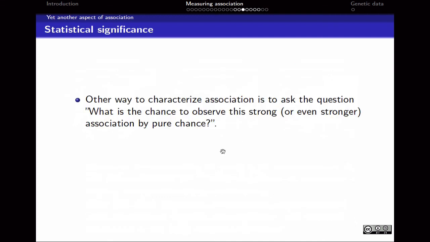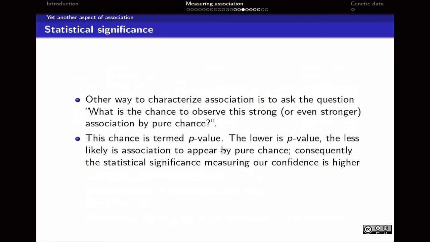So yet another way to characterize association is to ask the question: what is the chance to observe this strong or even stronger relation by pure chance? And this chance is termed the p-value. The lower the p-value, the less likely the association is to appear by pure chance. Consequently, the statistical significance, measuring our confidence in our belief that this is a true association, becomes higher.